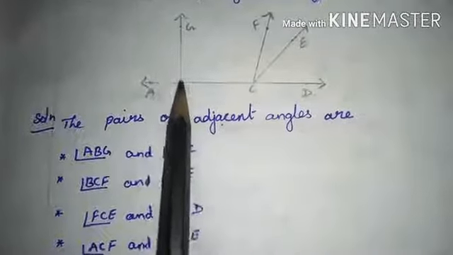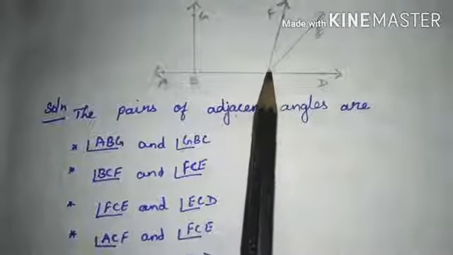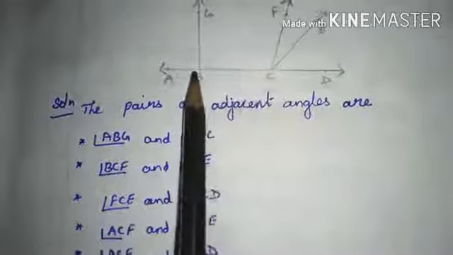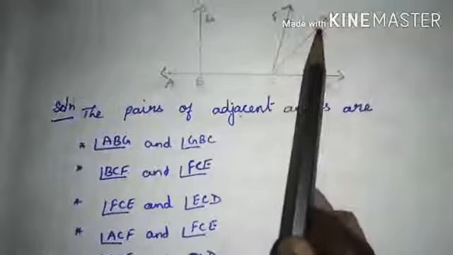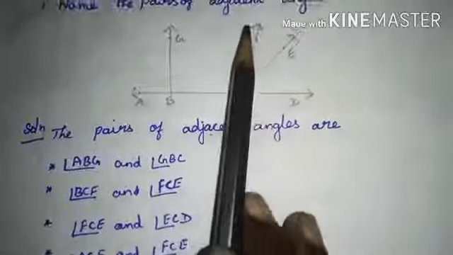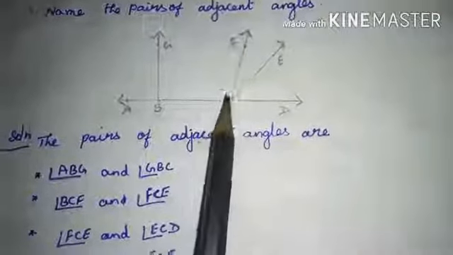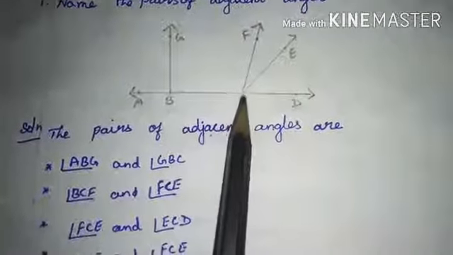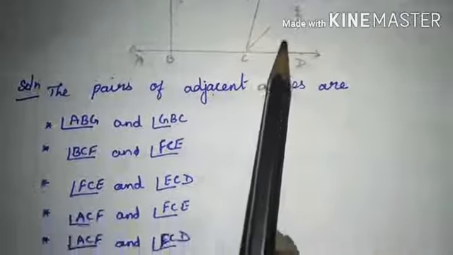There are no other angles at the point B, so we are moving to the point C. At point C, we have many pairs of adjacent angles. First, we can take BCF and FCE. Here C is common and CF is a common arm. The same way, if we take FCE and ECD, C is common and CE is a common arm. So, these two angles are adjacent.